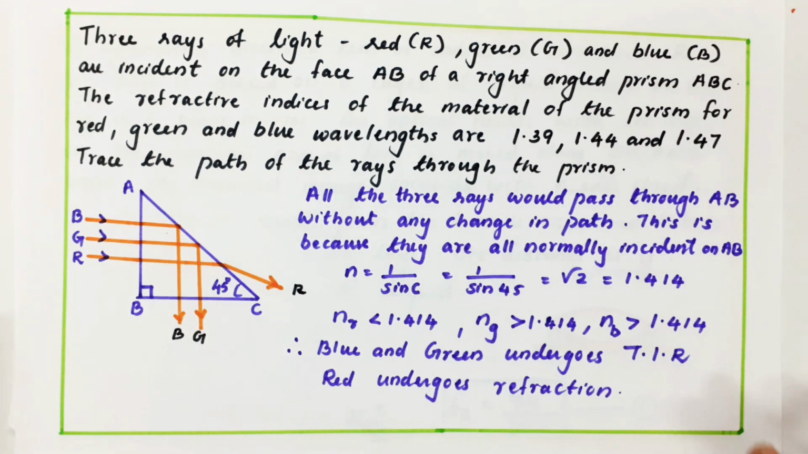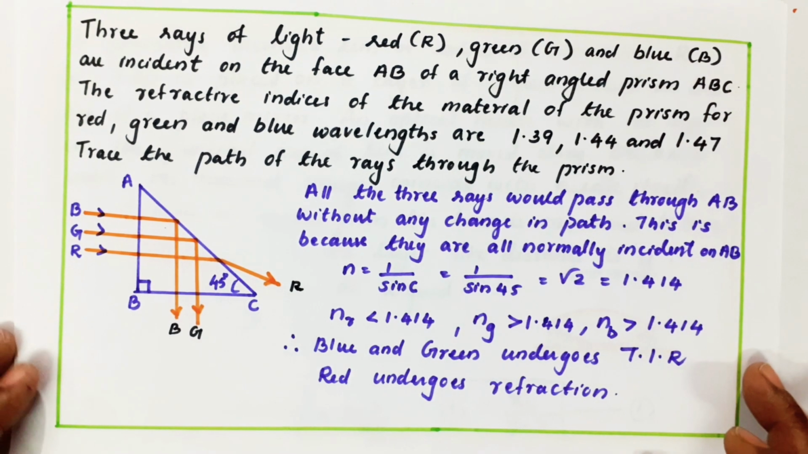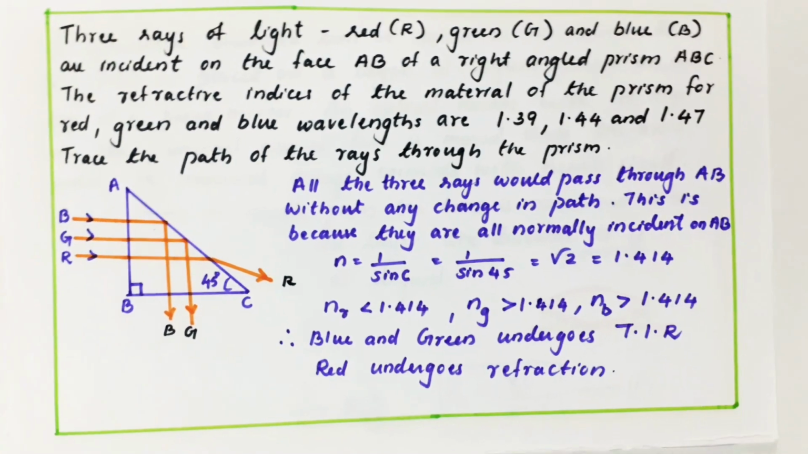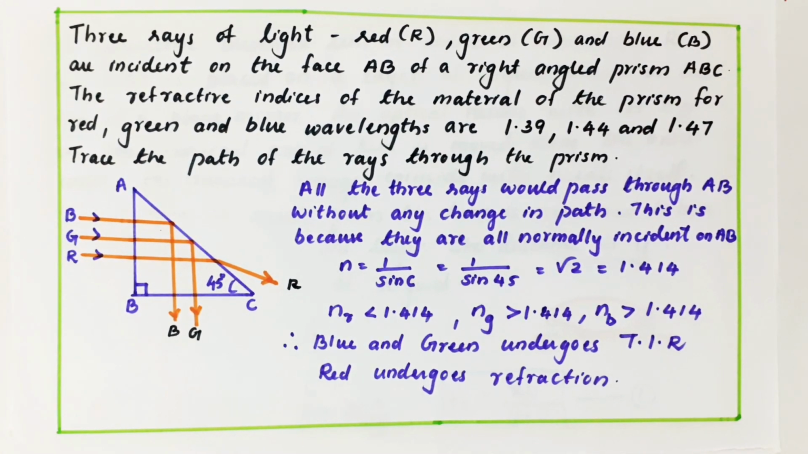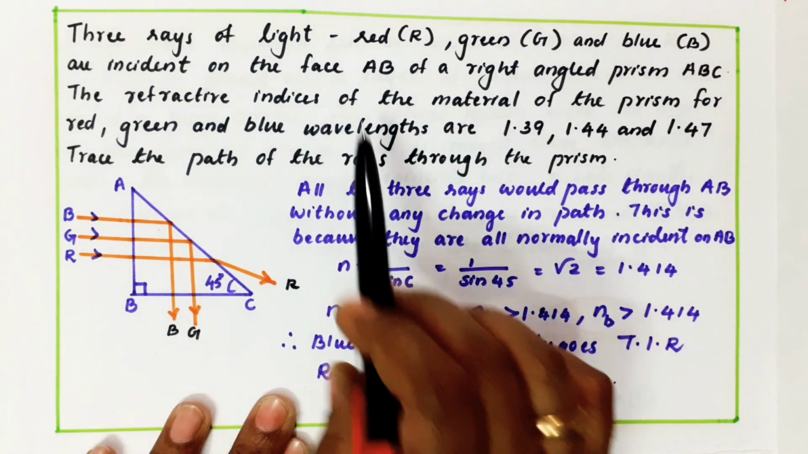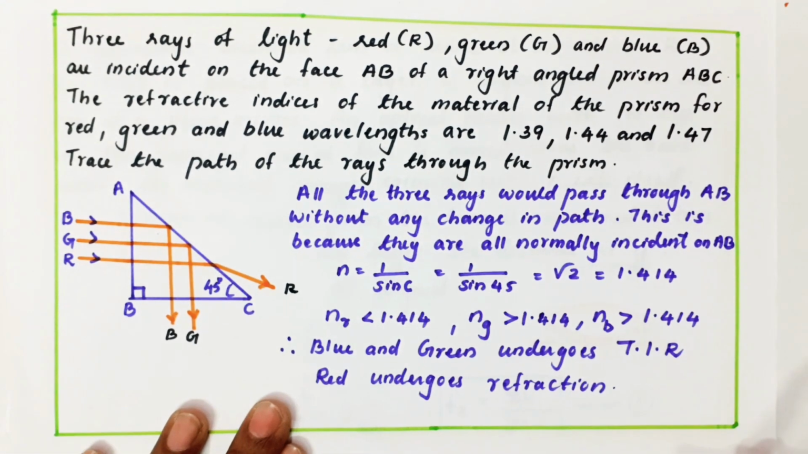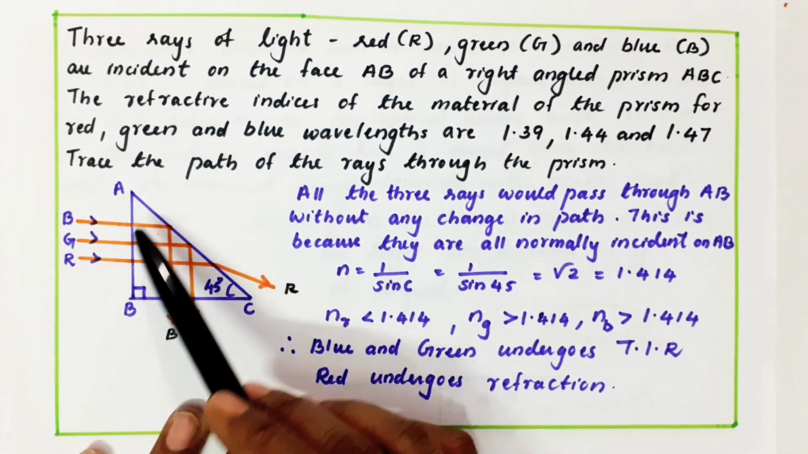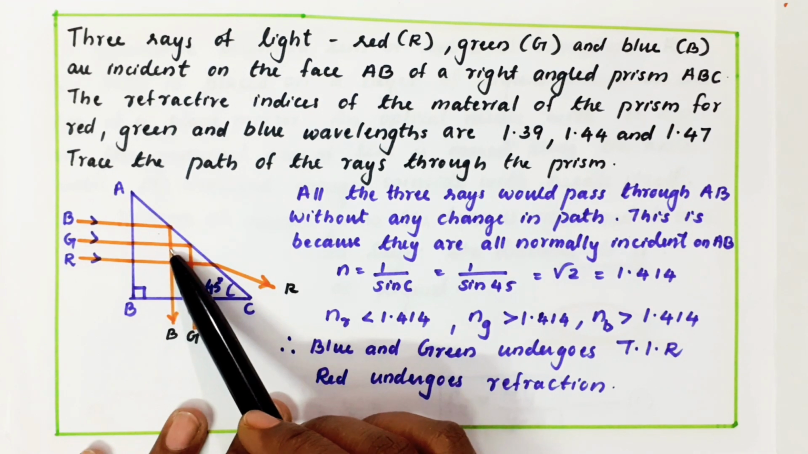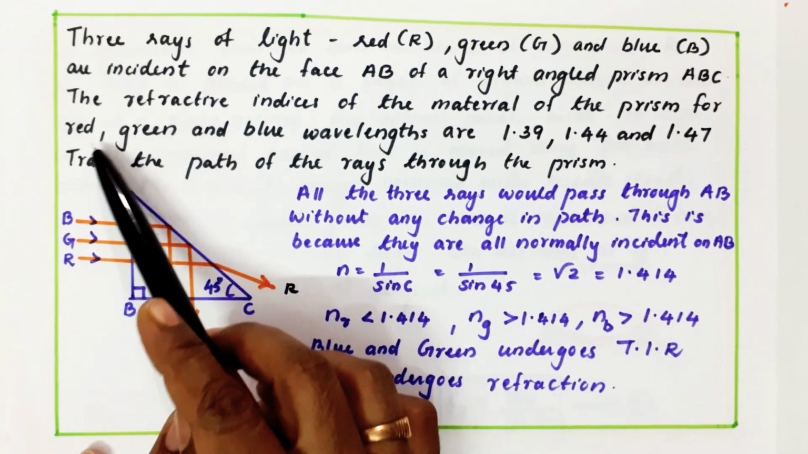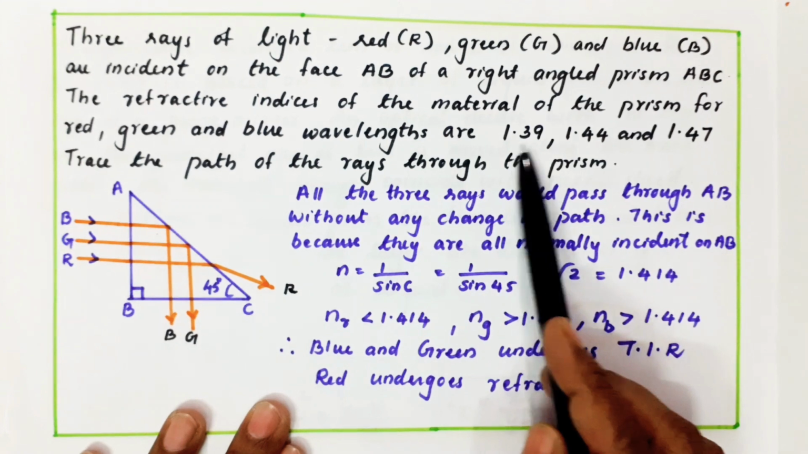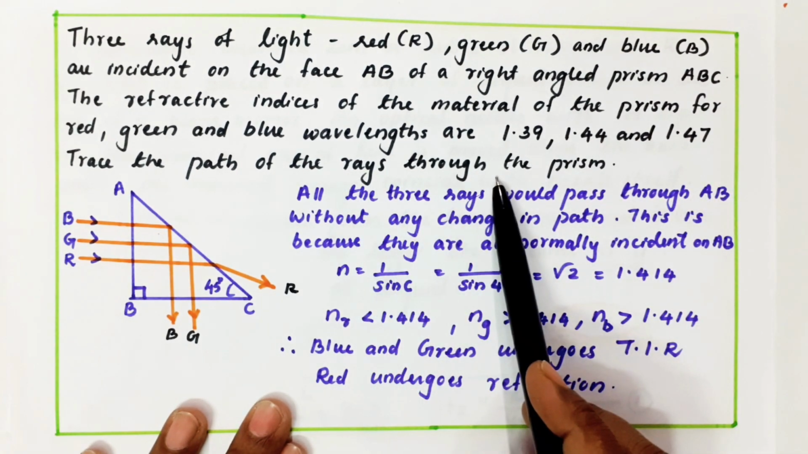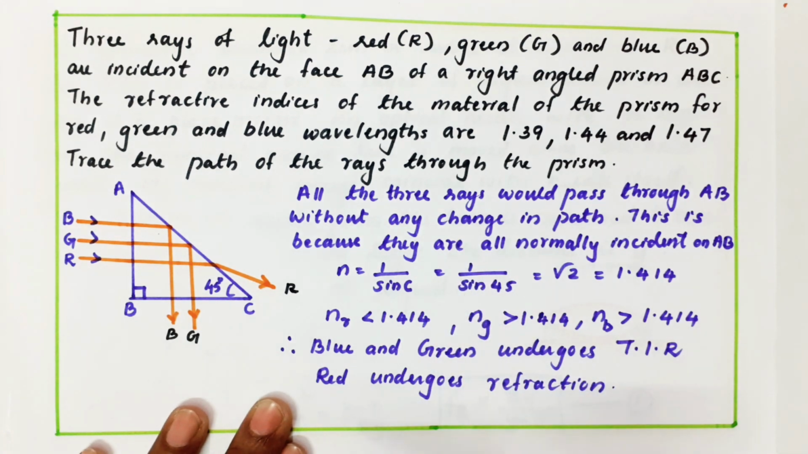Next question. This also is a prism question. Three rays of light, that is red, green, blue, are incident on the face AB of a right angled prism ABC. So you see it's a right angled prism. So three light rays are incident. They are given the refractive index of red, green, blue wavelength as 1.39, 1.44, 1.47. Trace the path. So this is a very important question.